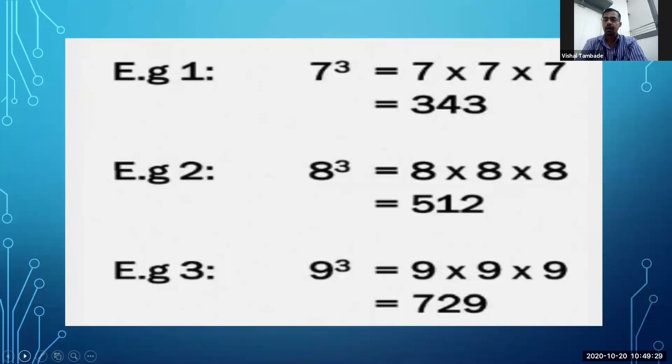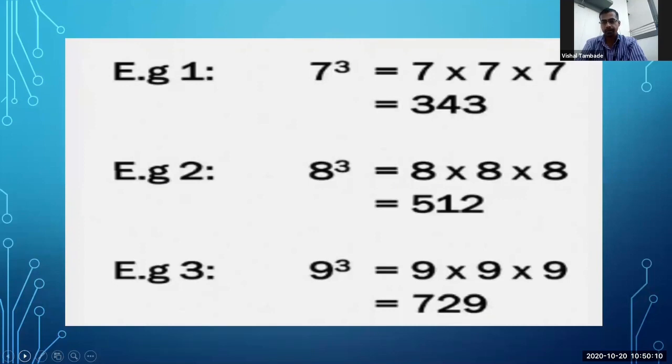Now look at the third example. Here 9 raised to the power 3. Okay, what is the multiplication form of 9 raised to the power 3? 9 multiplied by 9 multiplied by 9. Then our value is 729. If any number has a power 3, it's a cube. Then 9 cube is 729. 7 cube is 343. 8 cube is 512.